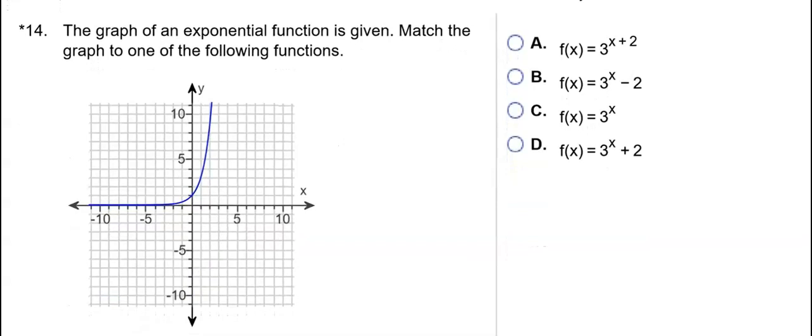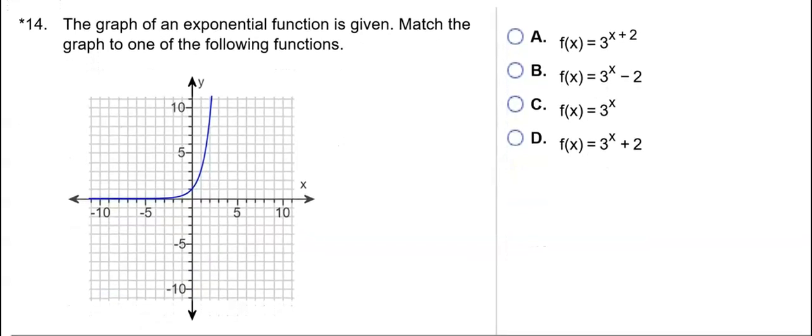All right. The graph of an exponential function is given. Match the graph to one of the following functions. Okay, it's got to be exponential growth. But that doesn't help me, because all of them are exponential growth functions, because they all have 3 to the x. This one has not been moved up or down, so get rid of B and D. Those are bad choices. It's either been moved left or right or not at all. A tells me it's been moved to the left. C tells me it has not been moved at all.